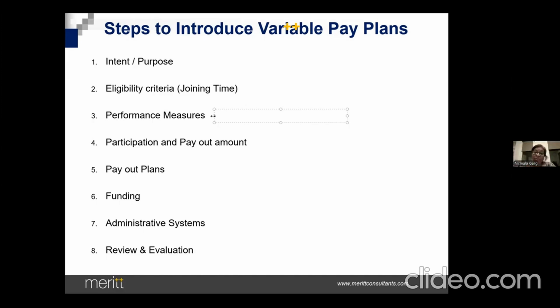So performance measures have to be very, very clear. It could be in terms of absolute objective measures. It cannot be subjective measures. Why do you think 80% of the time variable pay plans fail? Because we don't focus on the performance measures. If a person is very clear that this is what I need to perform, this is the way I have to perform, and these are my key performance indicators, this is how I will be measured.